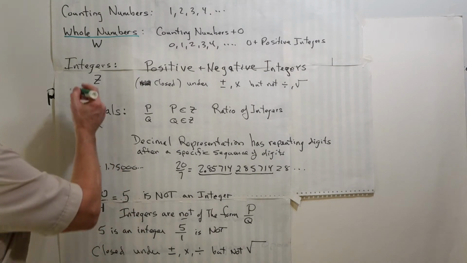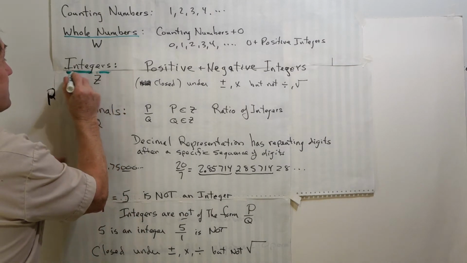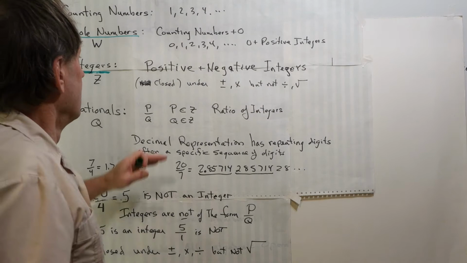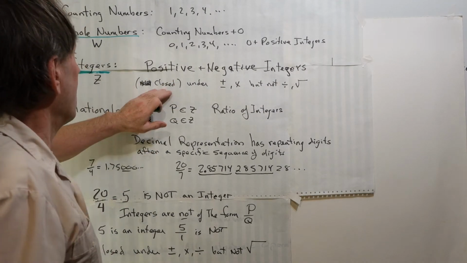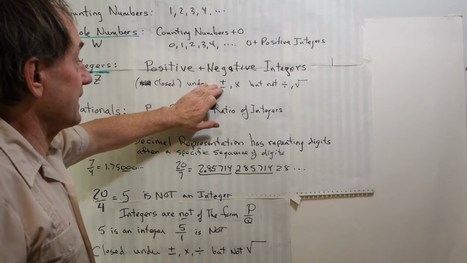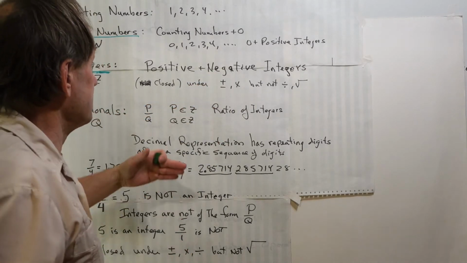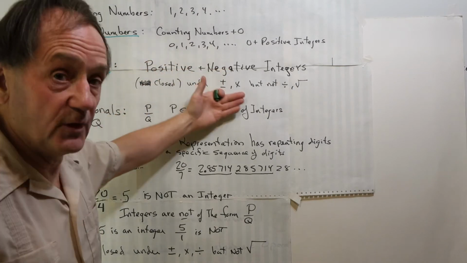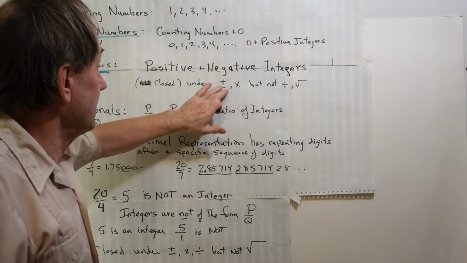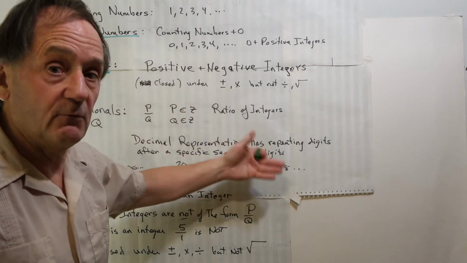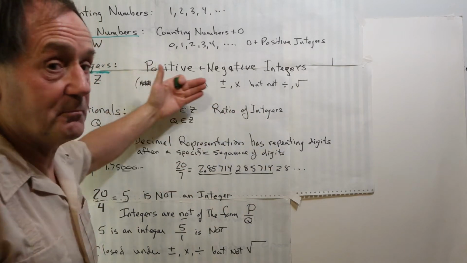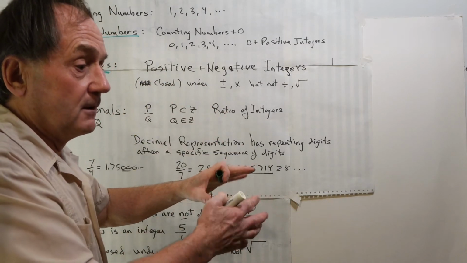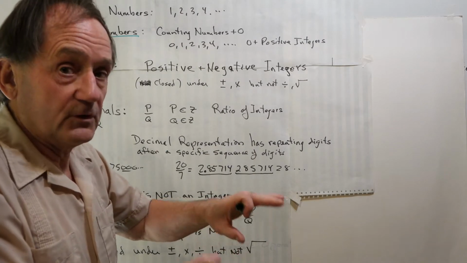Then there's the integers. The integers we designate by capital Z, and these are both positive and negative integers. The integers are what we call closed under addition, subtraction, and multiplication. What we mean by closed is if we take two elements in the set, in this case two integers, and we perform an operation, any one of these three operations, we will also get an integer back.